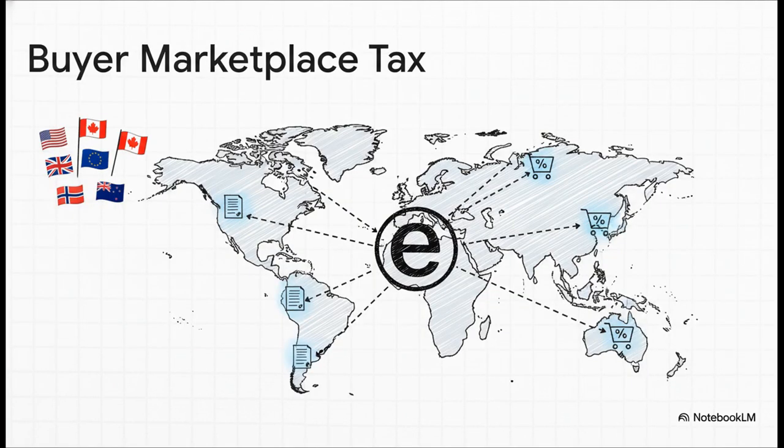Now, for the other side of the coin, marketplace tax. This is way, way more common. I mean, look at this list. In all of these places, if an order is going there, Etsy automatically figures out the right sales tax, charges it to the buyer, and you don't have to lift a finger. It is a massive relief for sellers.